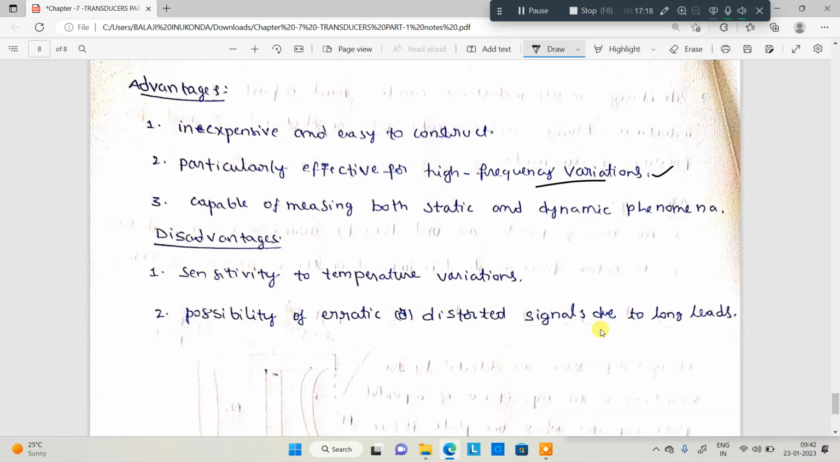The disadvantages are sensitivity to temperature variation and the possibility of erratic or destroyed signals due to long leads. So those are the advantages and disadvantages.